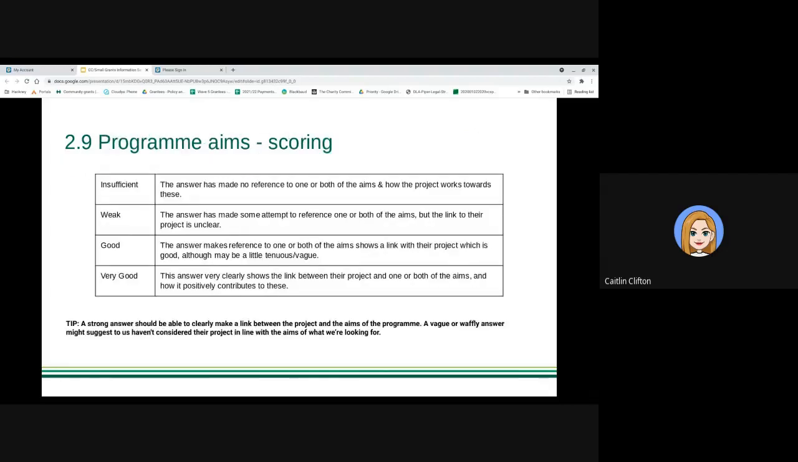In terms of scoring for this question, again, we have our same scale, and a very good answer will clearly show the link between the project and one or more of the aims and how it positively contributes to these. Now, a vague or a waffly answer to this might suggest to us that maybe you haven't considered this project in line with the aims of what we are looking for.